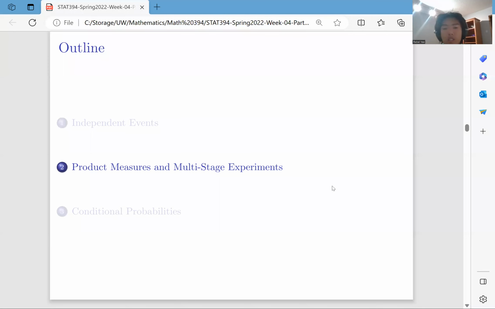Hello, everyone. This is our eighth week, and in this week we are going to talk about mainly two topics. The first one is multi-stage experiments, which is different from the previously discussed single-stage experiments. And the second topic we're going to discuss is very important. It is called conditional probability.